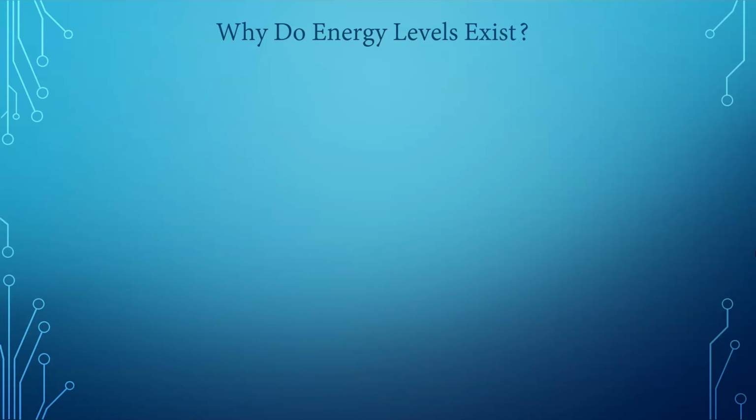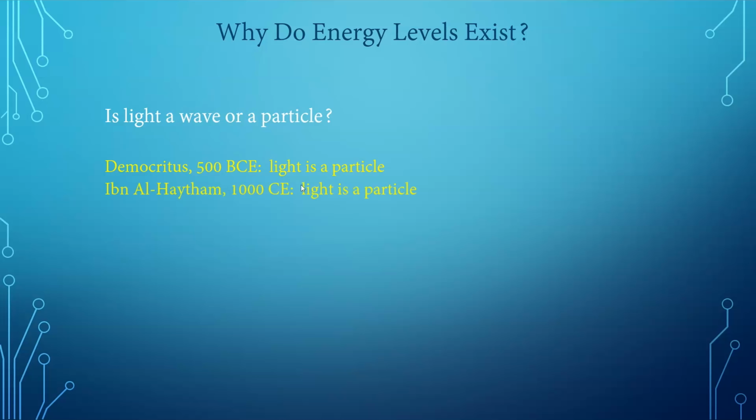So why do energy levels actually exist? Let's go back a ways and think about light first. Democritus, as you may recall back in chapter 2, suggested that matter consisted of individual particles. He had the same idea about light. He thought that light was also some kind of particle, just like matter. In 1000 AD or CE, Ibn al-Haytham, who was an Arab scientist, also had the idea that light was a particle. This seemed to be a pretty popular idea.